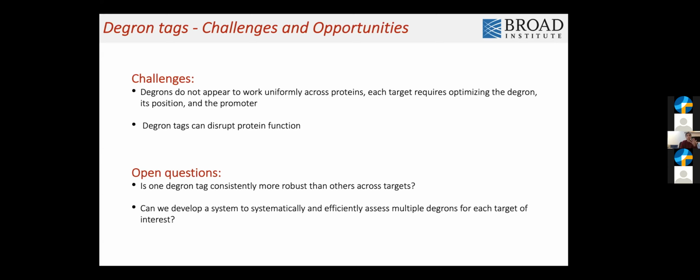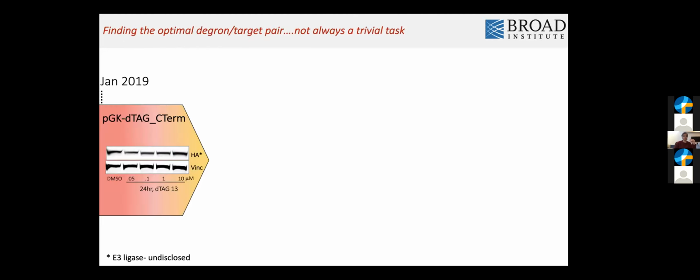So with those observations in mind, we wondered, first of all, since there are many different technologies, whether one was consistently more robust than all the others across targets. And along this line, whether we could develop a system to answer this question and to provide a way to systematically profile all technologies for any given target and expedite the process.